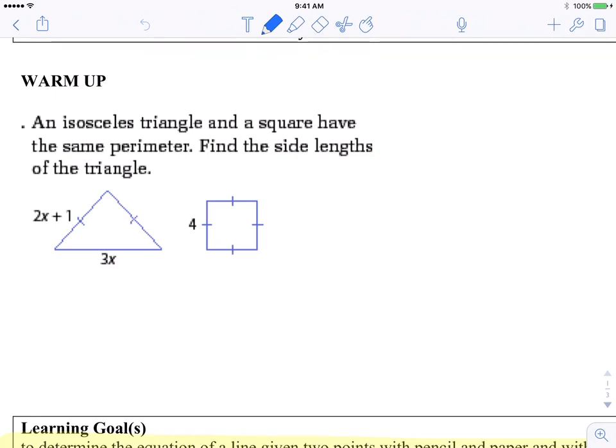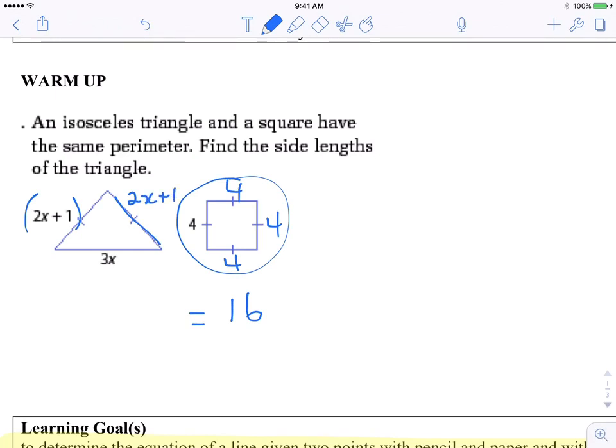First thing we know is that the square has equal side lengths, so of course all side lengths are 4. So 4 times 4, or 4 plus 4 plus 4 plus 4 is 16. So we know that the perimeter of that square is 16 units. The isosceles triangle, on the other hand, has 2x plus 1 here, and then this side of the isosceles is also 2x plus 1.